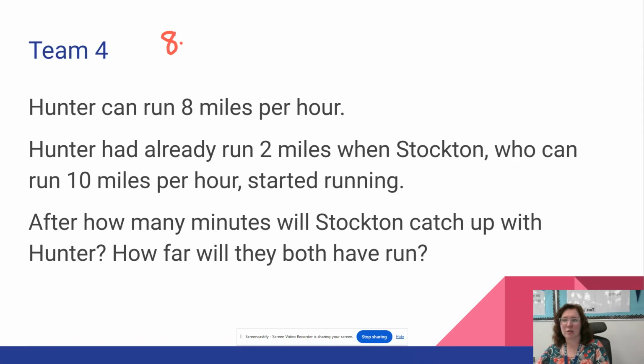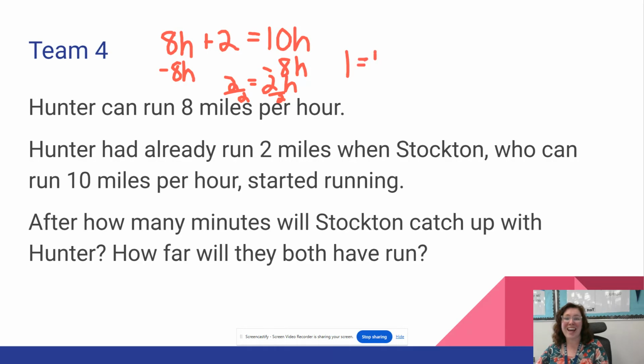So 8 miles per hour. So 8 miles every single hour. Hunter had already run 2 miles when Stockton, who can run 10 miles per hour, started running. After how many minutes will Stockton catch up with Hunter, and how far will they have both run? Now, I say that emphasizing minutes because this was in hours. All right? So we divide by 2 on both sides. 1 hour, which is 60 minutes.